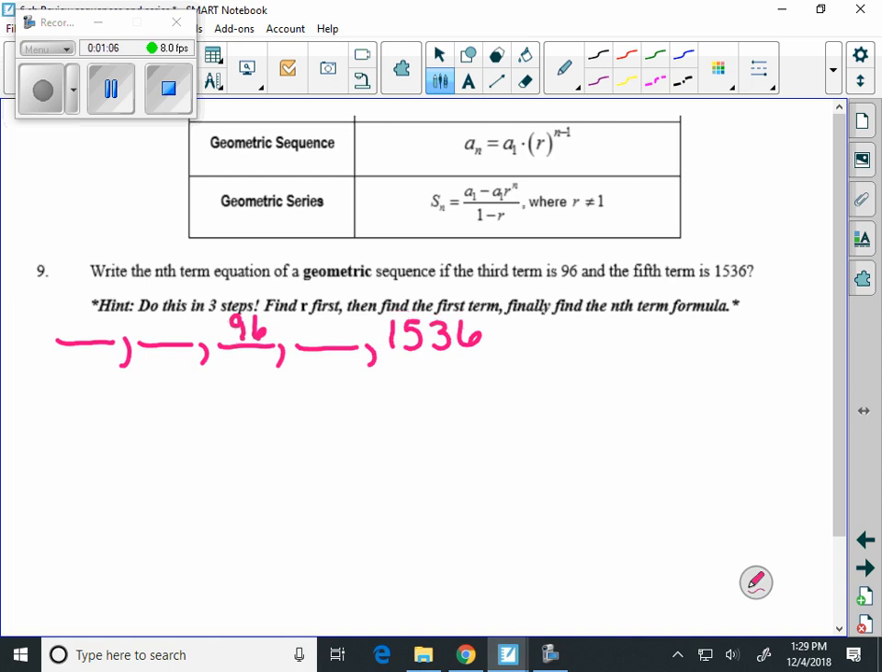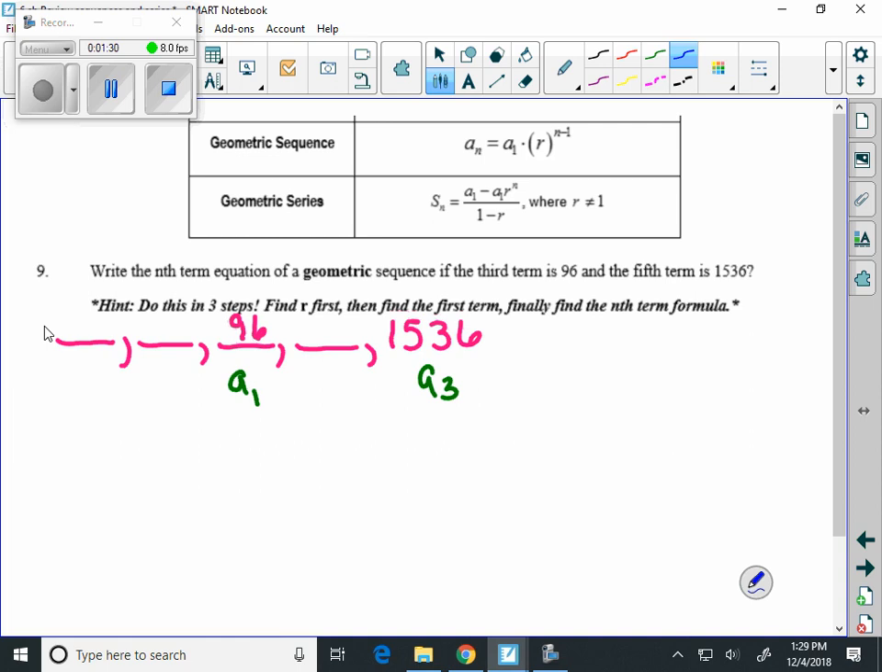So eventually what we need to do is find a sub 1, and find the common ratio. And as I said, we're going to find the common ratio first. And the way we're going to start here is we're going to look at this. This is the first term that we know, the 96 is, and this is the third term that we know.